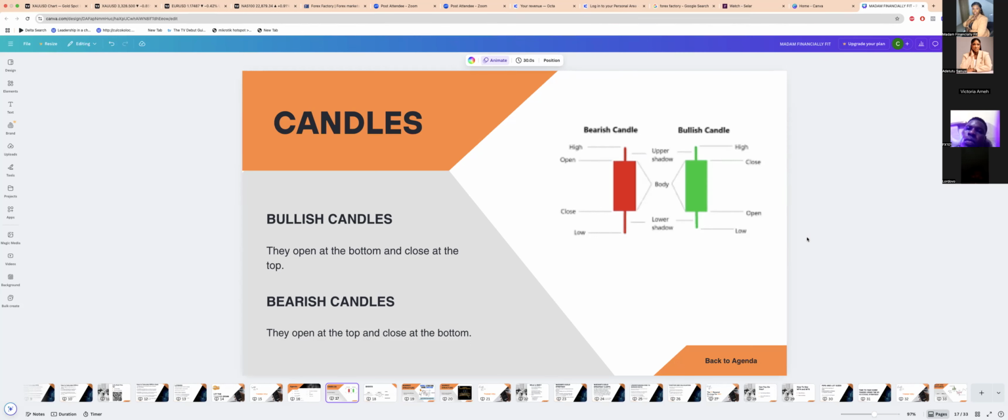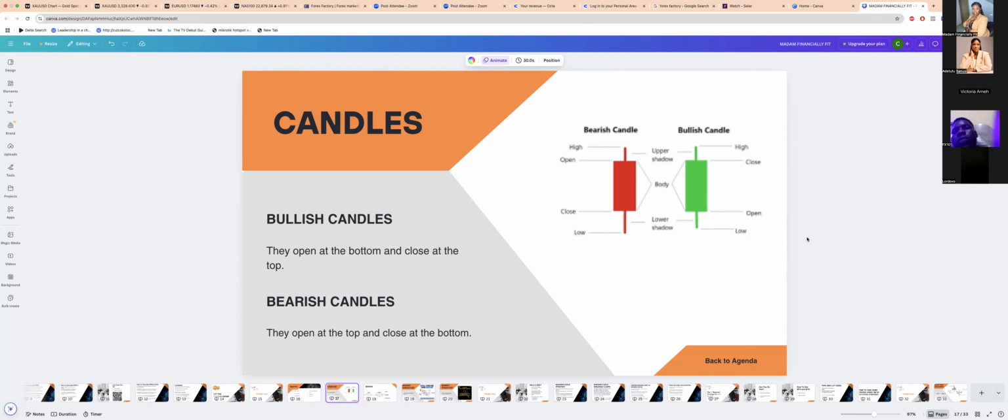So the bullish candle opens at a low price, but the bearish candle opens at a high price. The bullish candle closes at a high price. The bearish candle closes at a low price. Do we get that? So when you see a bearish candle, you should understand why it is bearish.